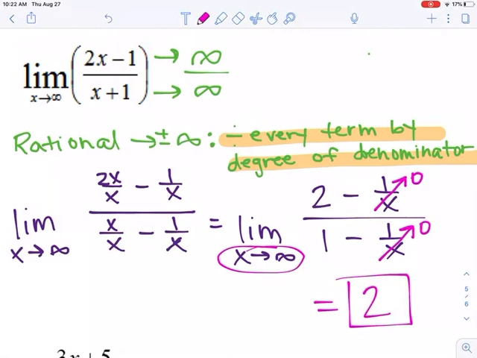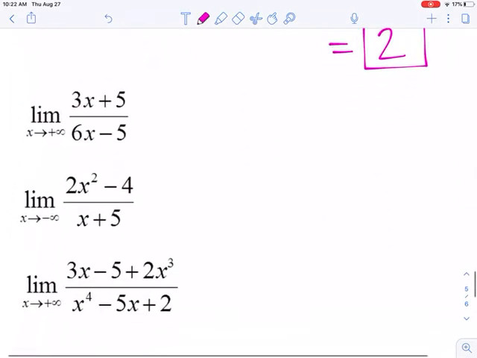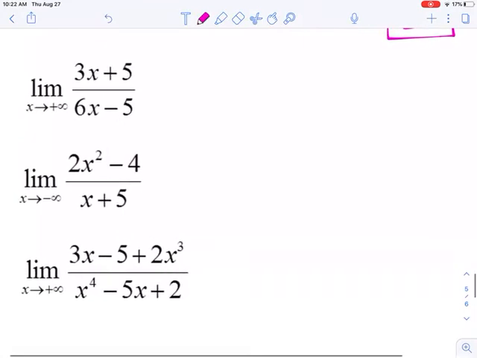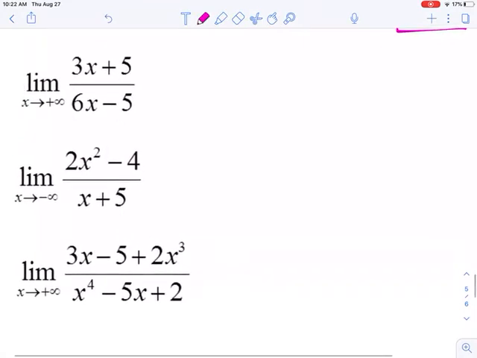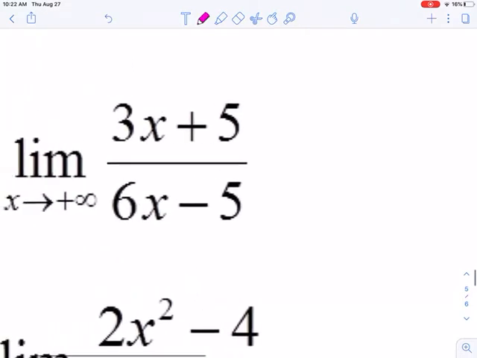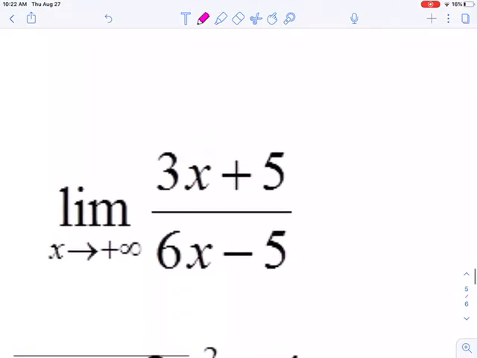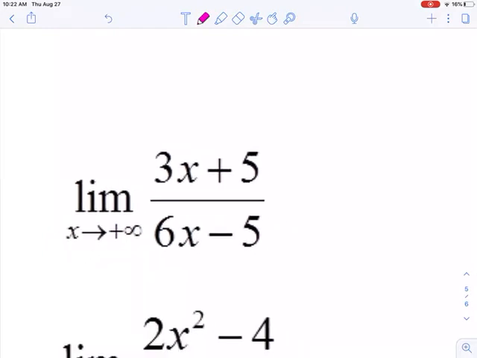Now, how many of you knew that that was going to be 2? And how did you know it was going to be 2? Okay, you don't have to do this every time. There will be some times where you'll need to, but if we have a straightforward rational like these right here, we can remember what our asymptote rules are.